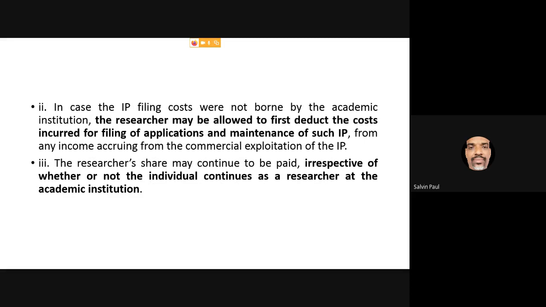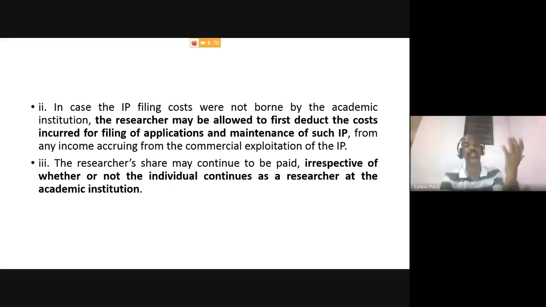In many cases, for example, patent protection is for 20 years, but even so, every year you need to renew it. In many cases, the academic institution doesn't do that renewal. So how does the researcher follow it up? The researcher can deduct the cost of filing the application and maintaining such IP from the income accruing from the commercial exploitation. So the researcher may continue to be paid or share the revenue, even if they are no longer part of the institution, because that will encourage other scholars to get greatly involved in invention and innovation.